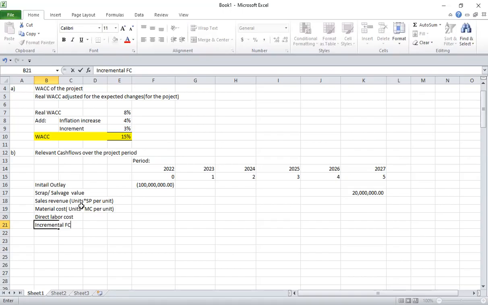At the first probability of 30%, they expect the sales demand to be 40,000 units. At the next probability of 40%, they expect demand to be 30,000 units. And then at the last probability of 30%, they expect a demand of 10,000 units.